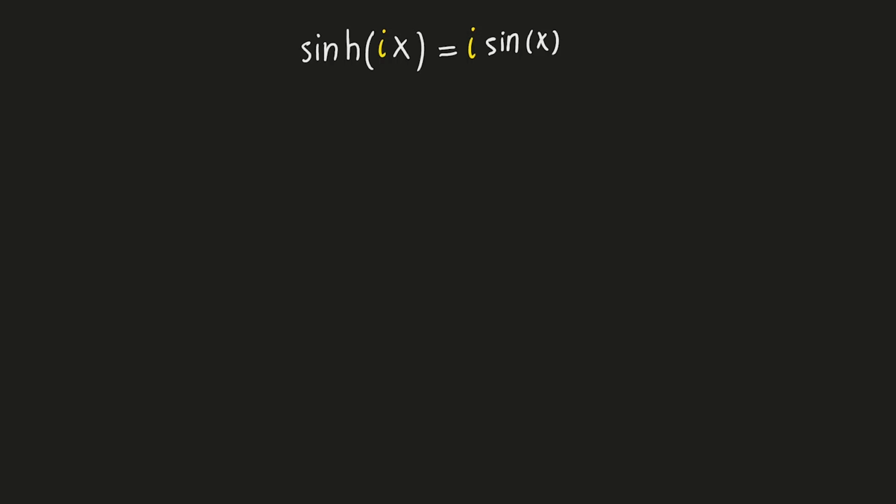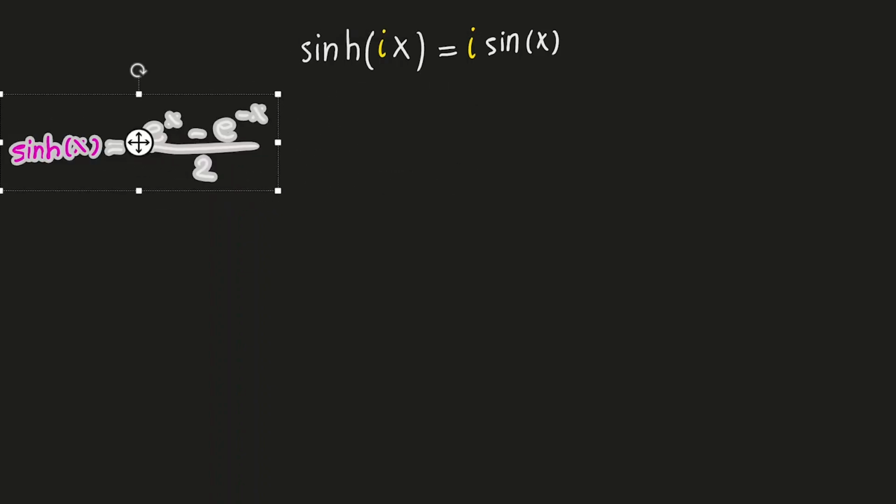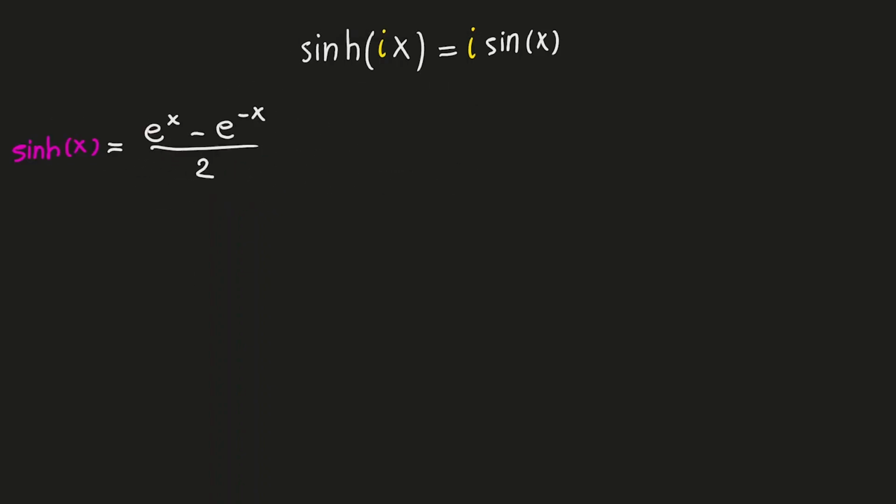Well, the definition of the hyperbolic function sinh of x is the following. This equals e to the x minus e to the minus x, all divided by 2. This is the definition of hyperbolic sine, and we will use it throughout the video. But we also have to throw the imaginary unit i in the picture. How can we do it?